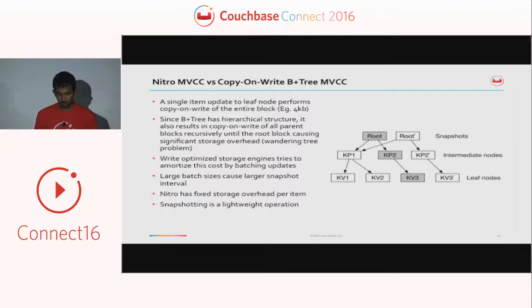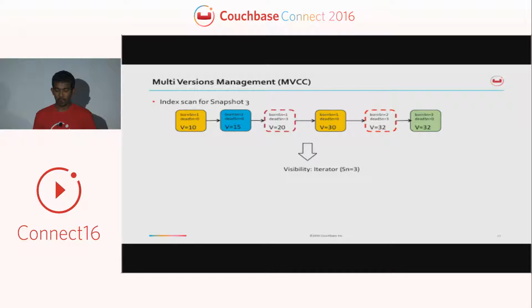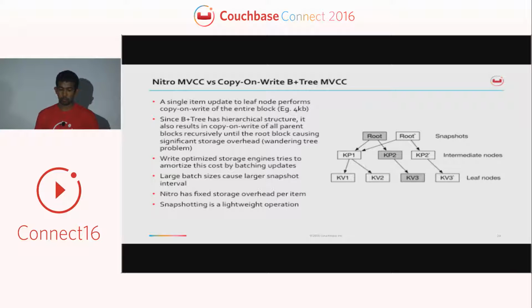In this particular Nitro MVCC scheme, as you've seen here, every time you add an item, the memory allocated is exactly equal to that particular item's overhead. The snapshotting scheme is also very lightweight. Whenever you create a snapshot, it just increments the global snapshot number by 1. So this is a very lightweight snapshotting scheme, which means you can create a large number of snapshots per second.